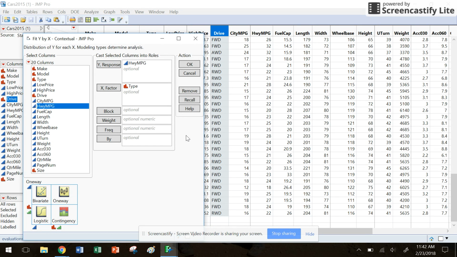Okay. If you reverse these, you will not end up with comparative box plots. So make sure it's categorical X and numeric Y. And then press OK.